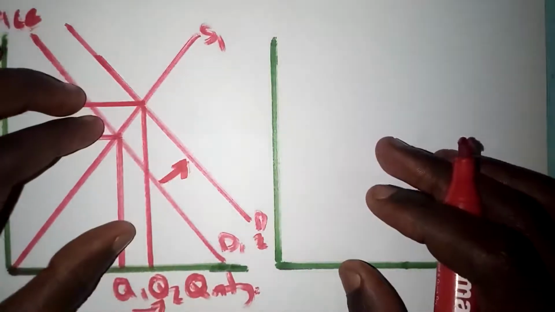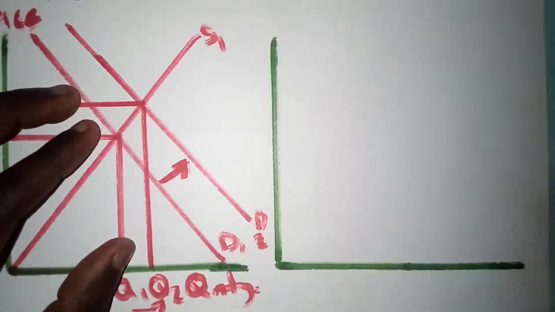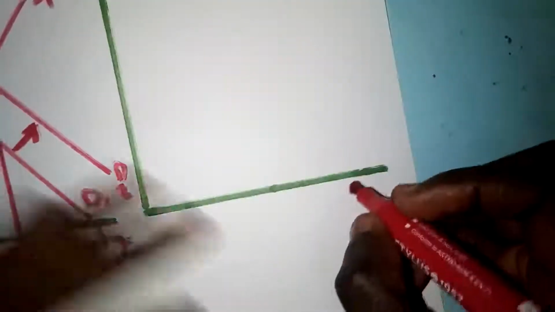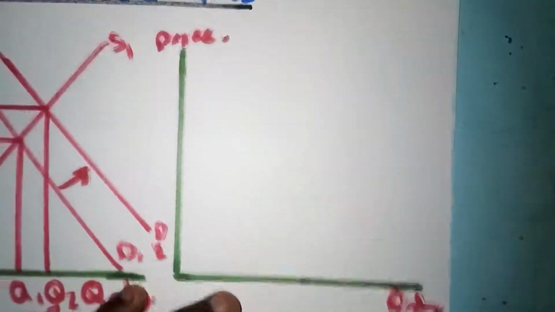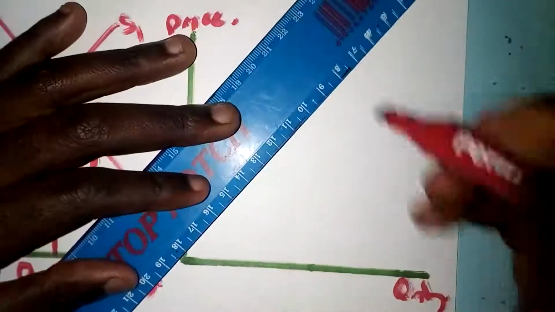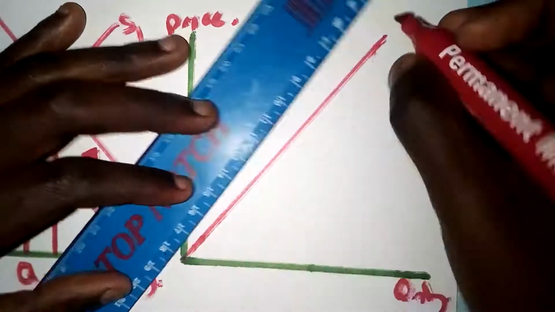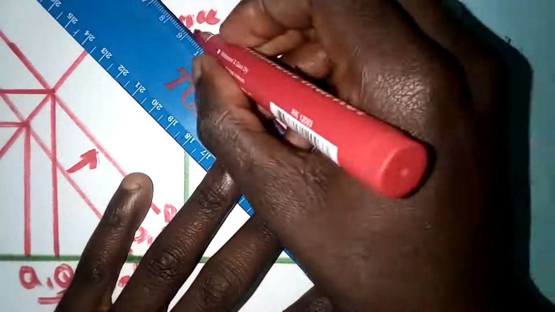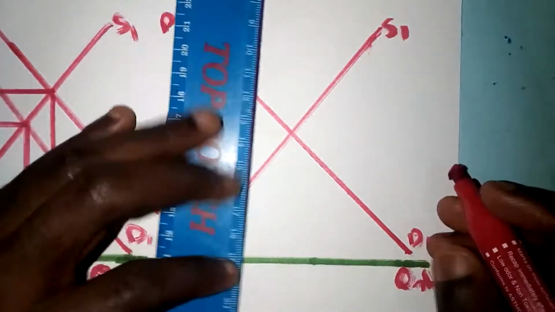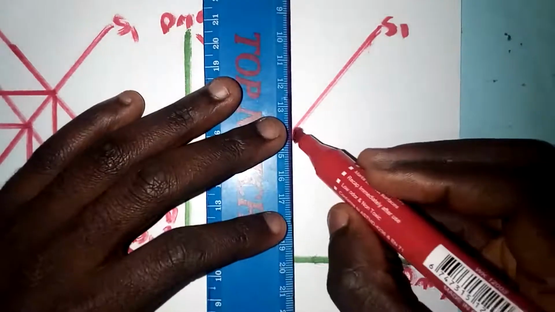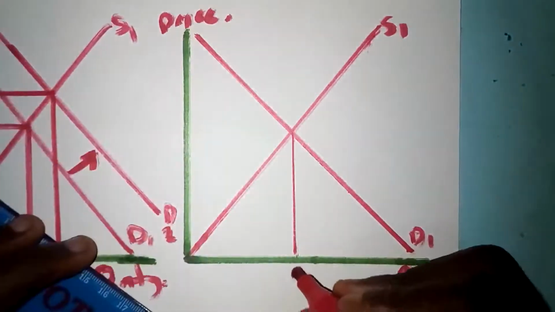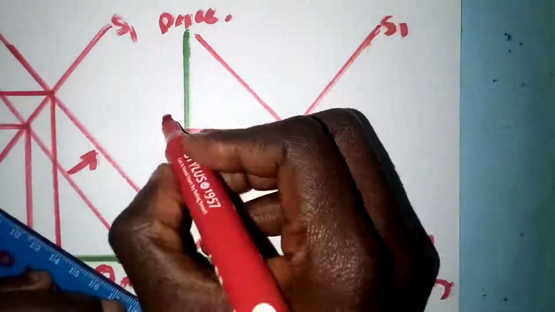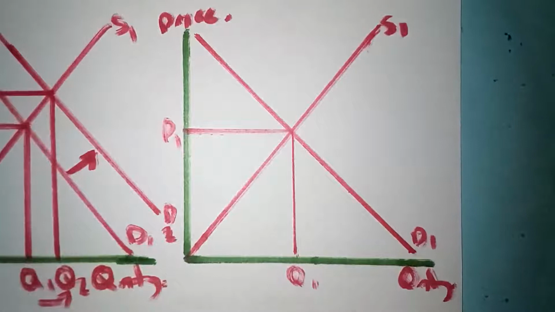So we draw the other diagram of the input. This was the market for cars. We want to draw the market for the input, which is steel. You label your axes, price and quantity. You draw your supply curve, S1, and your demand curve, D1. You draw your equilibrium, this Q1 and P1.